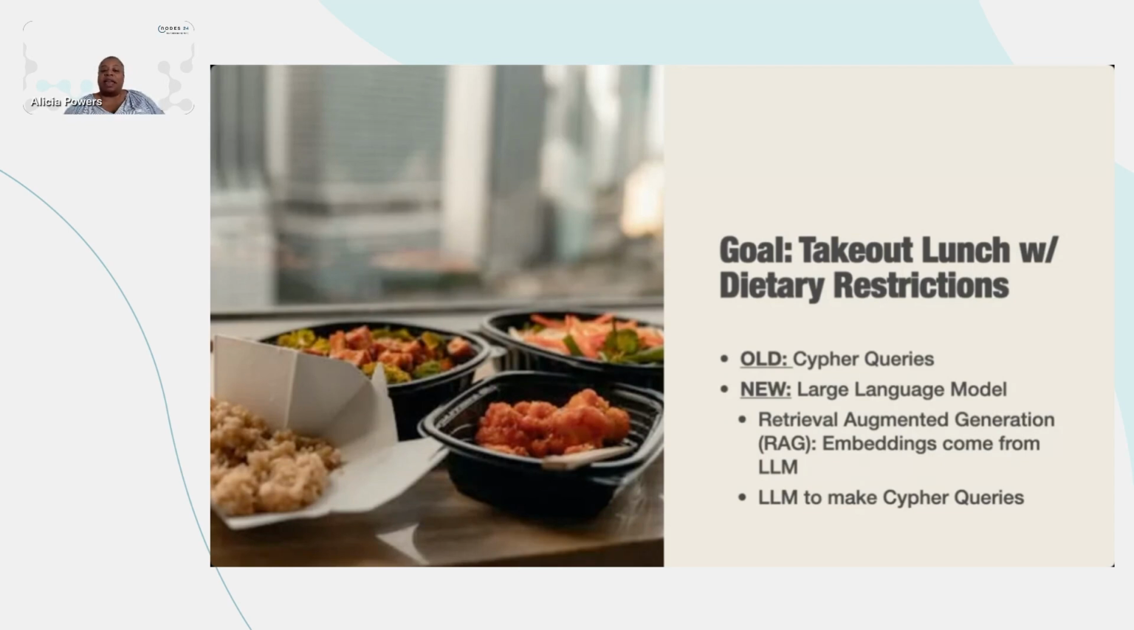So our goal is to get a takeout lunch given dietary restrictions. The old way was Cypher queries, doing a similarity match between people, and then finding a lunch among the lunches that those people had. The new way is using the large language model. First, I use a RAG approach, a Retrieval-Augmented Generation approach, where I do embeddings, and I'll go into that a little bit, that come from the LLM. And then I also attempted to use the LLM to make Cypher queries. I'm going to go through both of those approaches.